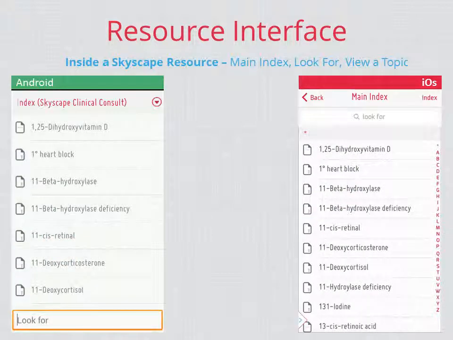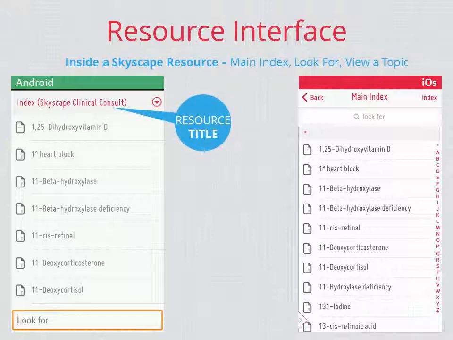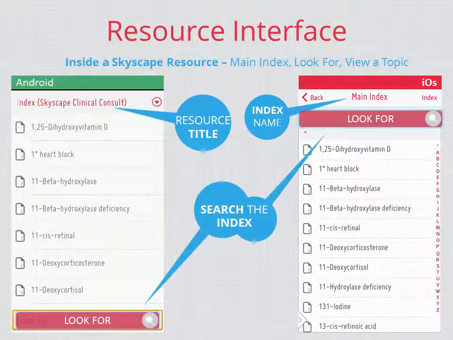This is what a typical resource looks like inside the Skyscape app. You can always see the name of the book and current index you are viewing right at the top of the screen. You can look for a topic inside the current resource by using the Look For feature, or you can tap on a topic to view the topic.